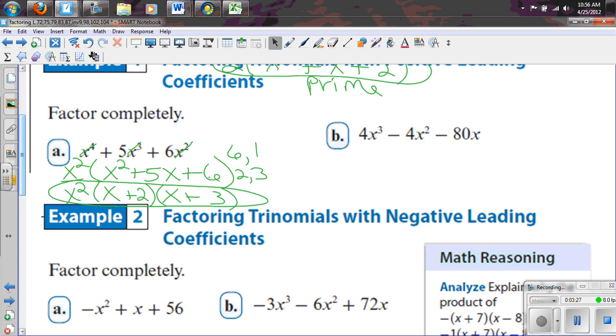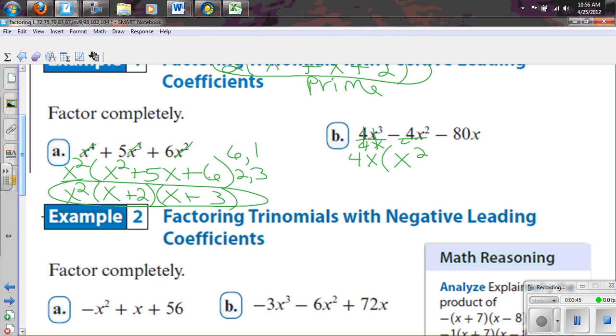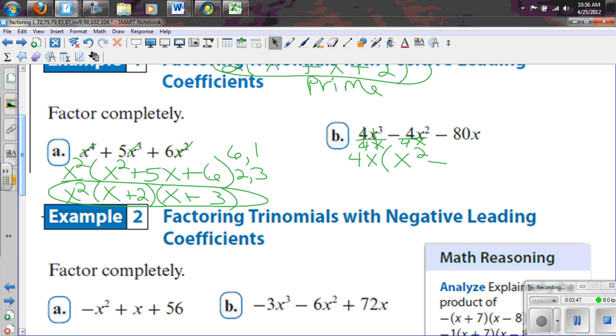On the next one, we can factor out a 4, and we can also factor out an x. So sometimes you can take out variables and numbers. So here we're going to take out the 4x, so that's going to be x squared. Here we're going to take out the 4x, so that's going to be minus x. Here we're going to take out the 4x, and so we're going to have negative 20 left over because the x's cancel off, and 4 goes into 80 20 times.